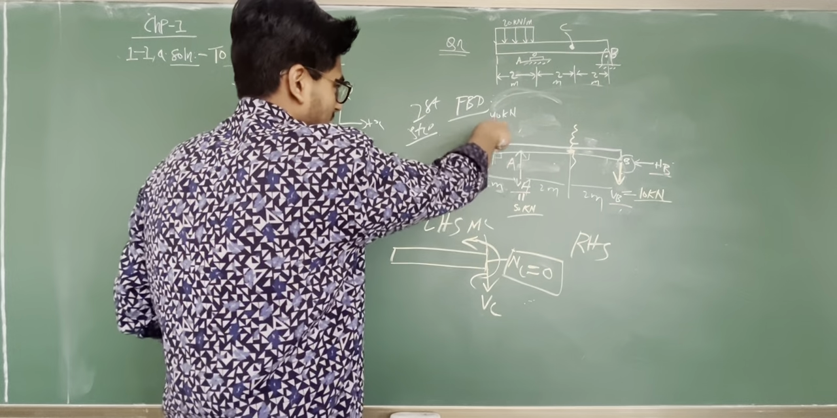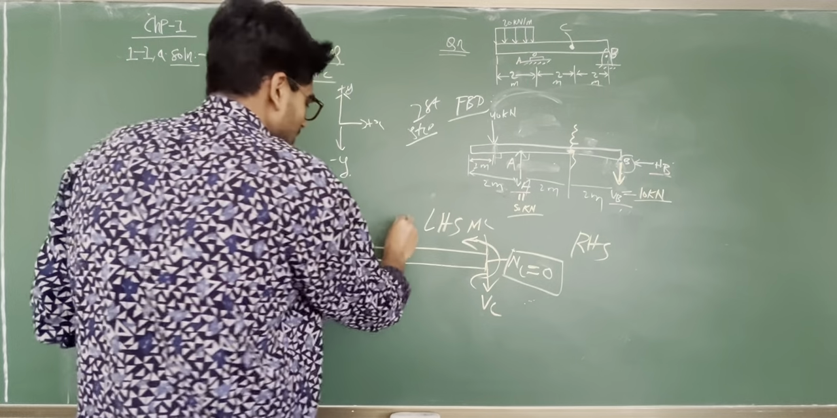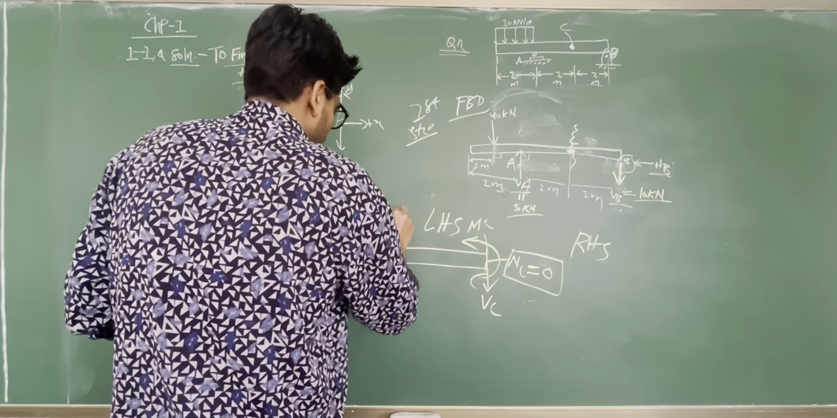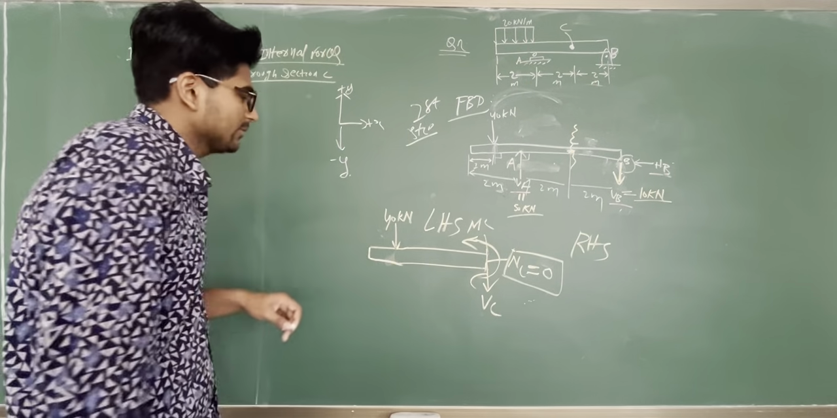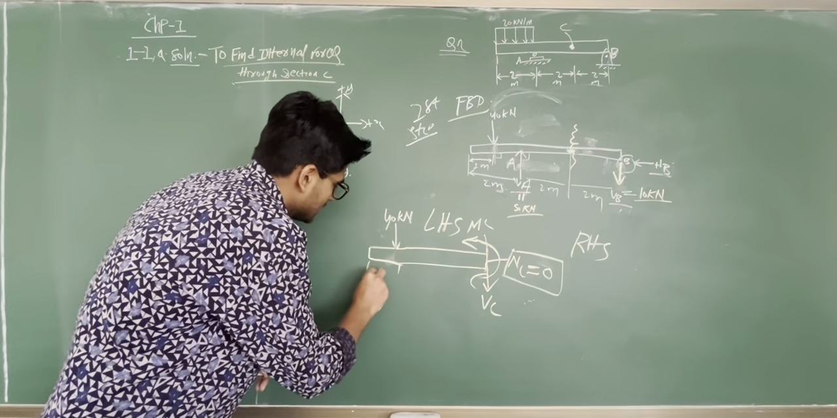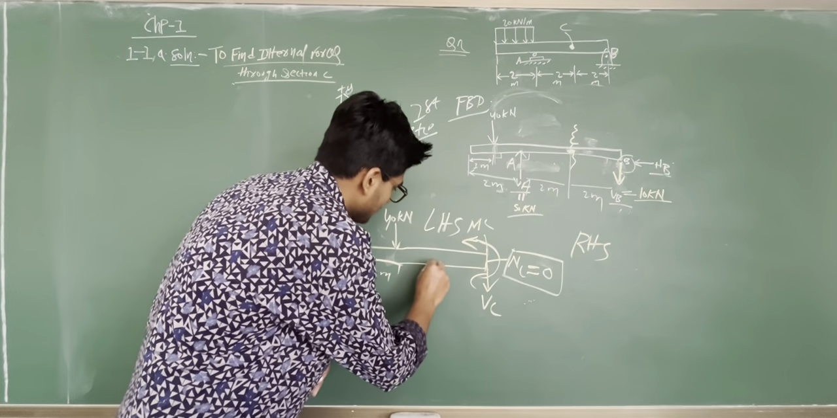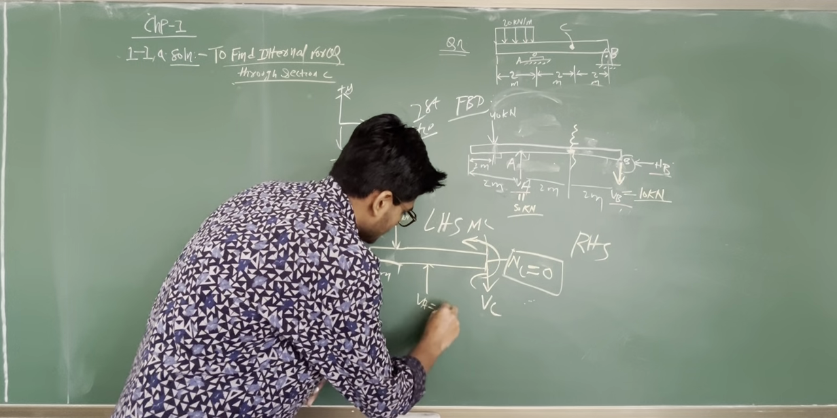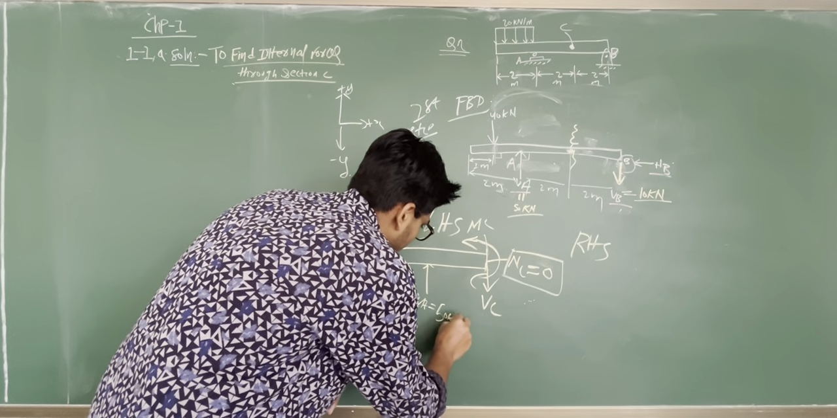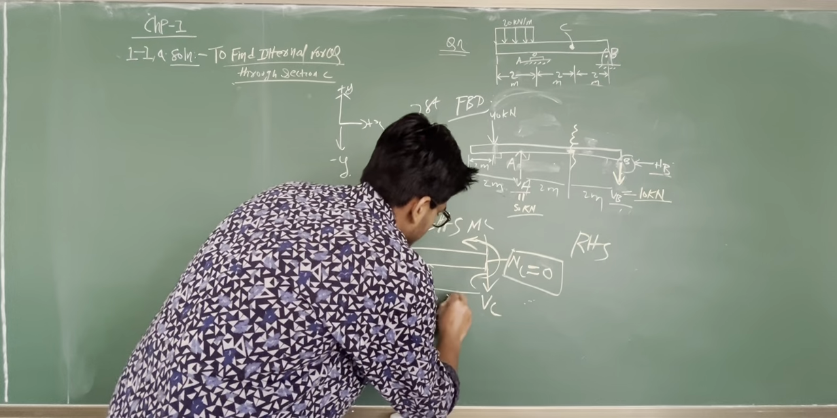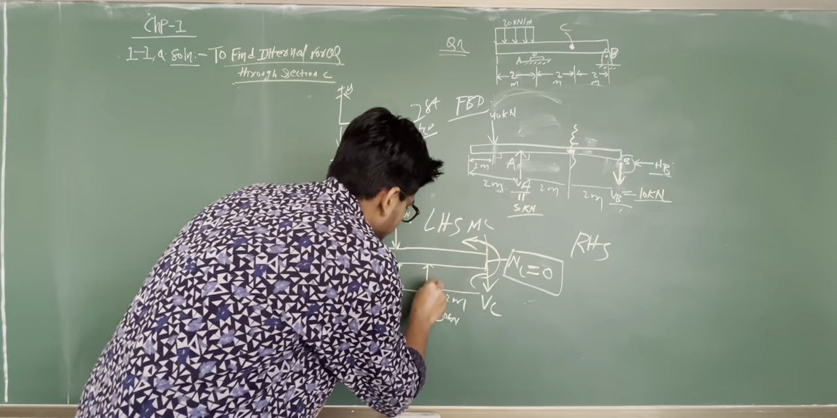Since we got VA, we have the UDL over here, 40 kilonewton. From here to here, we have 1 meter distance. VA equals to 50 kilonewton. From here to here, the distance is 2 meter.